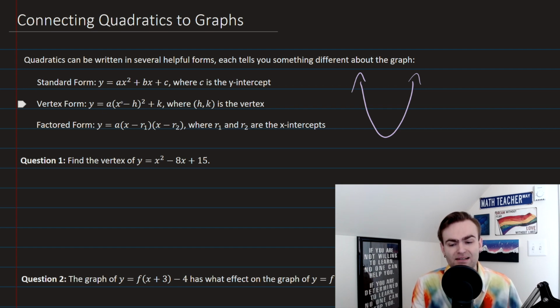Vertex form is a times x minus h squared plus k, where h comma k is the vertex. Vertex being the very top or the very bottom of the parabola. And factored form is a times x minus r sub 1 times x minus r sub 2, where r sub 1 and r sub 2 are roots or x-intercepts. You may have seen that with a p and a q. You may have seen that in a couple of different ways depending on the curriculum you use, the textbooks you're used to. But I like the r sub 1, comma r sub 2 because those basically tell you these are roots. So let's get started.